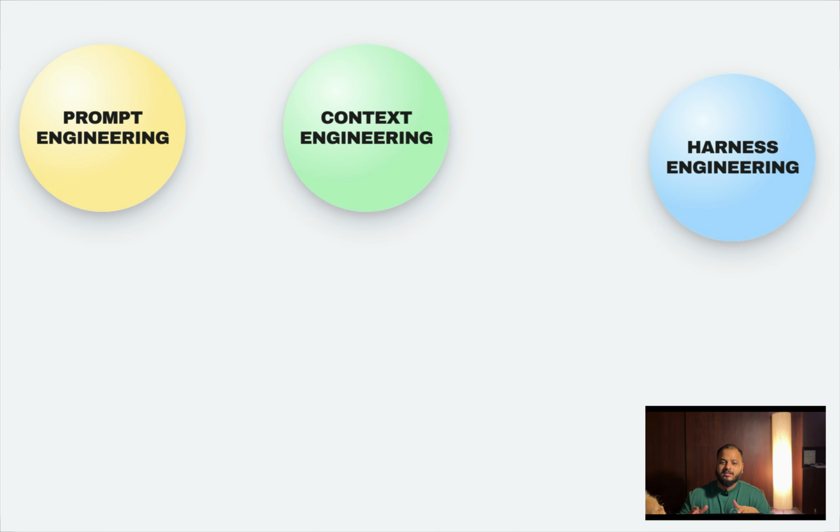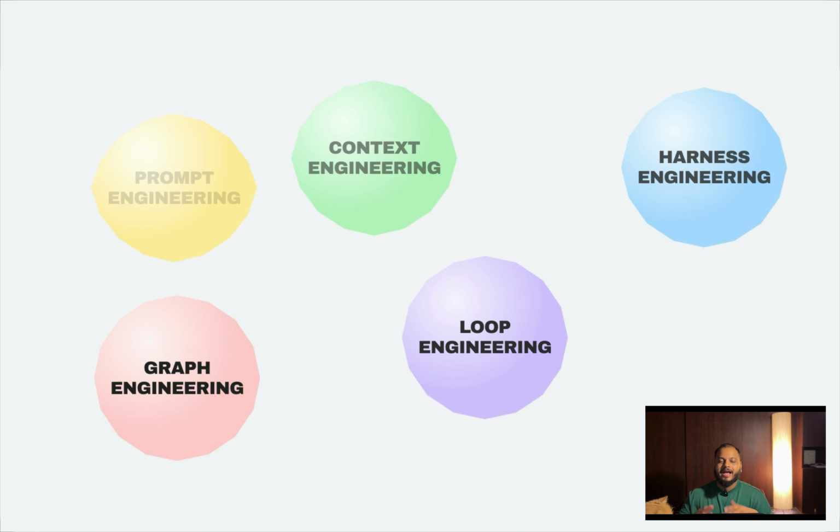You might have heard of prompt engineering, context engineering, agent harness, loop engineering, or the new concept in town, graph engineering. They are not five different buzzwords. They are actually five layers of the same stack. Each one exists because the layer before it broke.